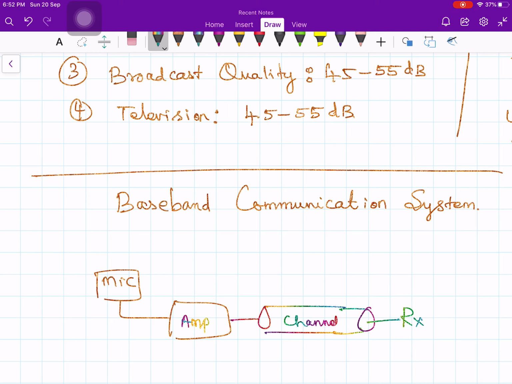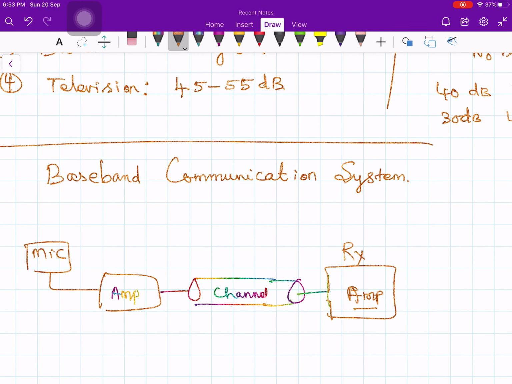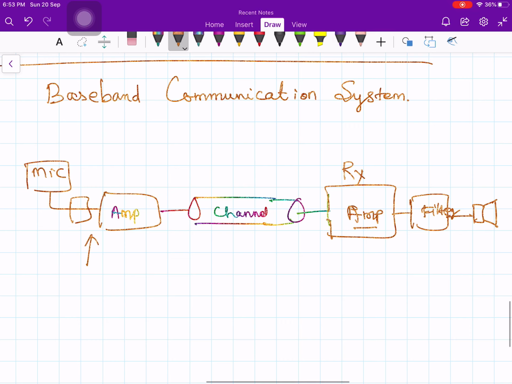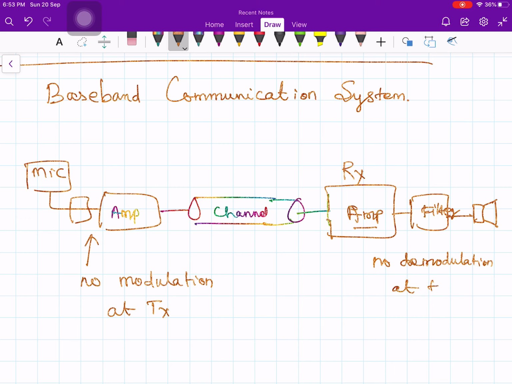Maybe in the receiver, again you put an amplifier, because the signal is attenuated by the channel, maybe a power amplifier and certain types of filters. Maybe you can have some filter, and here also you put some filter, and then finally give it to the speaker. So this is the typical block diagram of your baseband communication system. You notice here there is no modulation at the transmitter, and no demodulation at the receiver. So that's what we mean by baseband communication system.